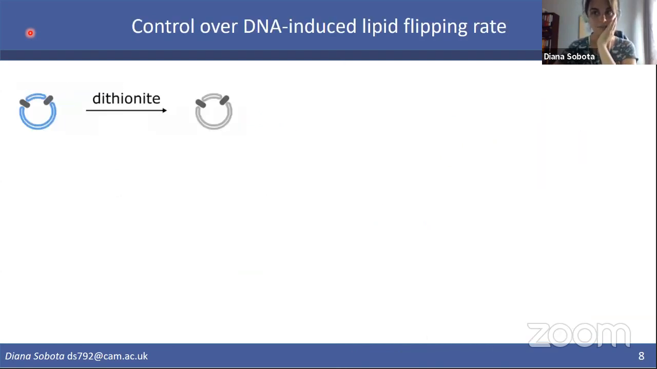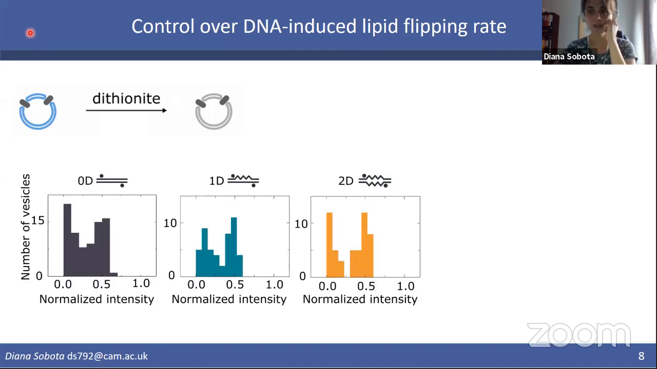I think you're ready to take a look at the actual assay. So we expect something like this. We have an NBD labeled vesicle, we add DNA inserts. If we add dithionite, the lipids from the inner leaflet will flip through the pore, and we see all of it being bleached. So the final intensity of the fluorescence will be 0 for our vesicles. There will be no fluorescence. In fact, we see something like this. These are histograms of the final intensity of the fluorescence of our vesicles. And some of them indeed go to 0, which means they have all the lipids flipped.